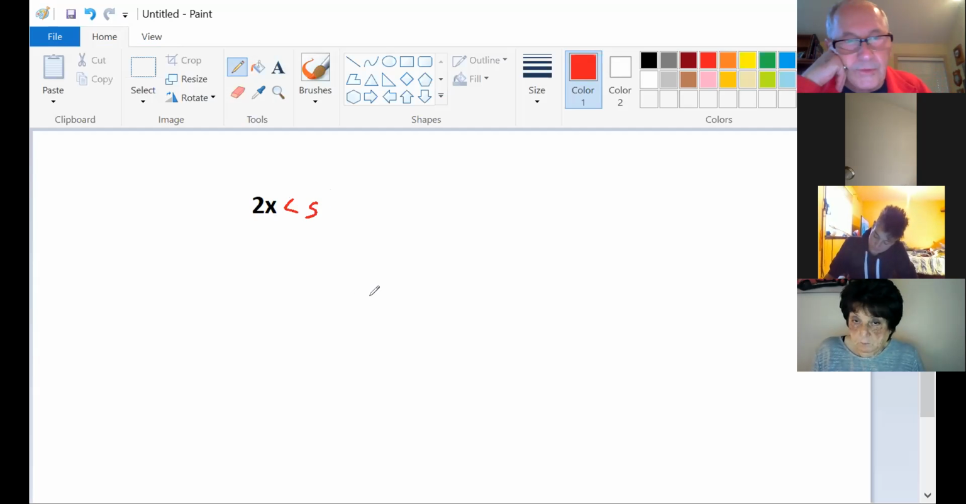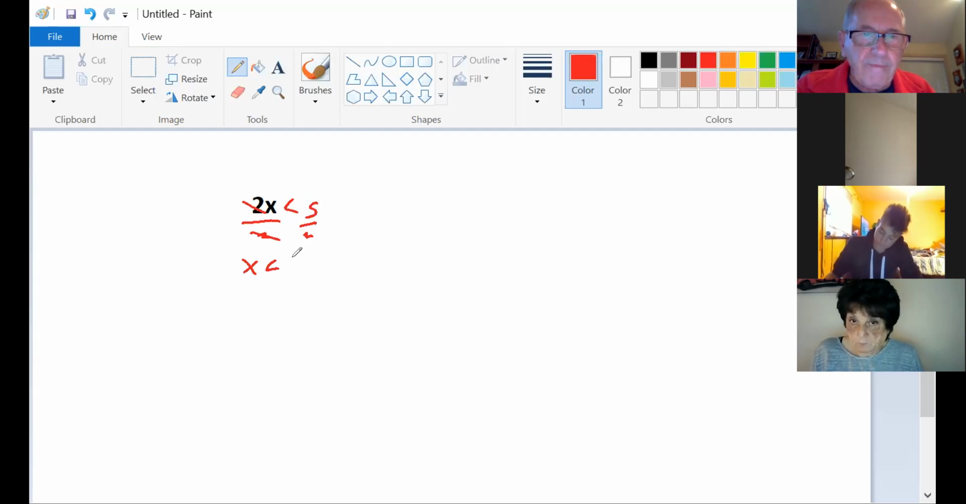What's x equal to in this case? It's the same as saying 2x is equal to 5. We're just going to solve for the variable on one side. So in this particular case, you just divide both sides by 2, because then I can get the 2 out of there. Then I can say x is less than 2.5, since 5 divided by 2 is 2.5.